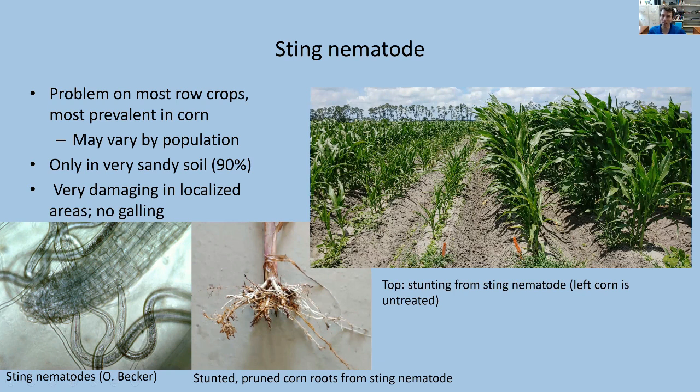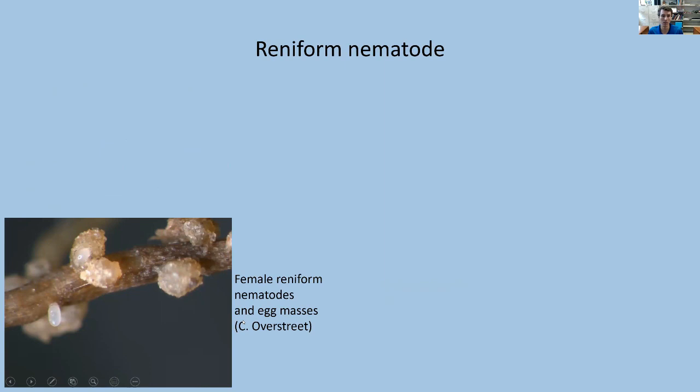Here's a picture from a field trial in corn. On the left, you have severe stunting from sting nematode, untreated without any nematicide. On the right is a fumigated plot where you've got less damage from the sting nematode. And then just an illustration of some of the symptoms on the roots, severe stunting and pruning from that nematode.